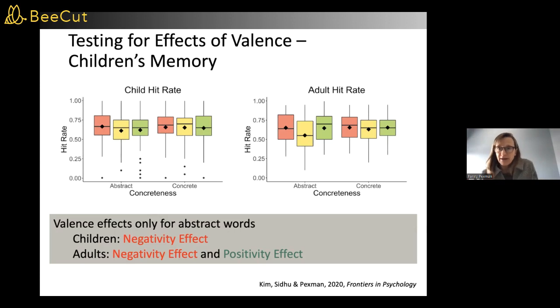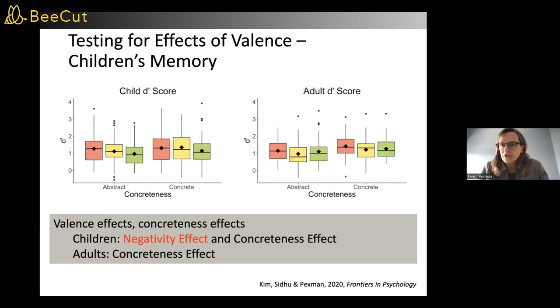So this by itself is consistent with the predictions of the affective embodiment account, suggesting that around age 7 or 8, children are sensitive to valence information. It's part of how they are processing the meanings of words, and it's therefore influencing their ability to remember those words.